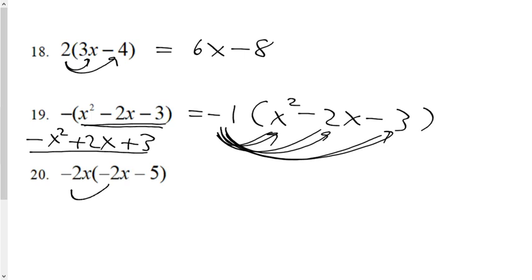And finally, multiplication out this way. -2x times -2x is 4x squared. -2x times -5 is +10x. And your solution for number 20 is a +4x squared plus 10x.